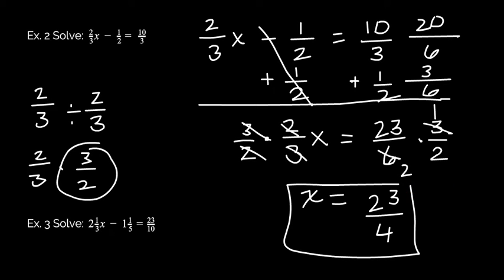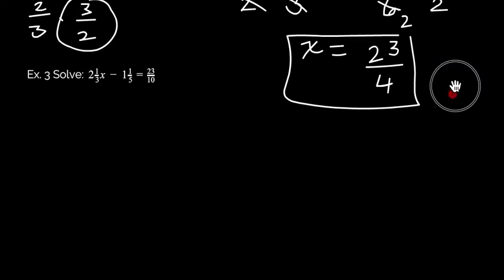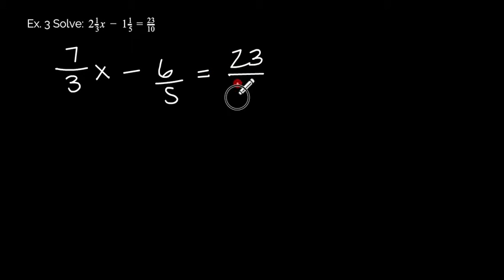There you go. Okay, one more, and then we're going to have you guys try some of these problems. This is one with fractions, but it also has mixed numbers. So as I turn it into improper fractions, I'll recopy it. So this is 2 1/3, which is 3 times 2 plus 1, which is 7/3 x, minus, that's a 5 down there. 5 times 1 is 5 plus 1 is 6/5. And that's going to equal 23/10.